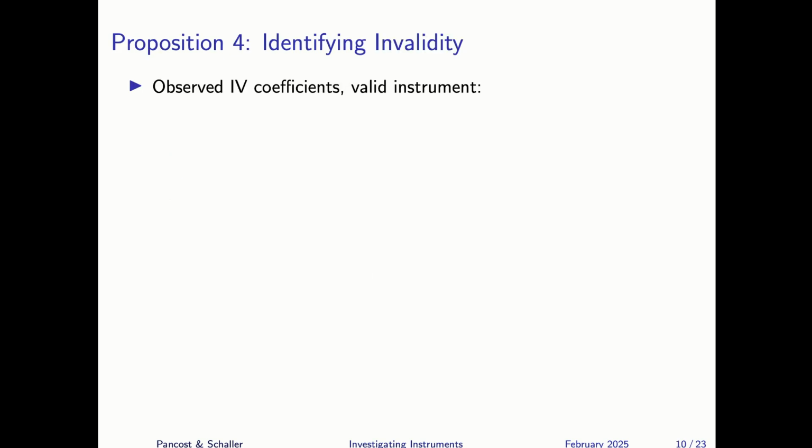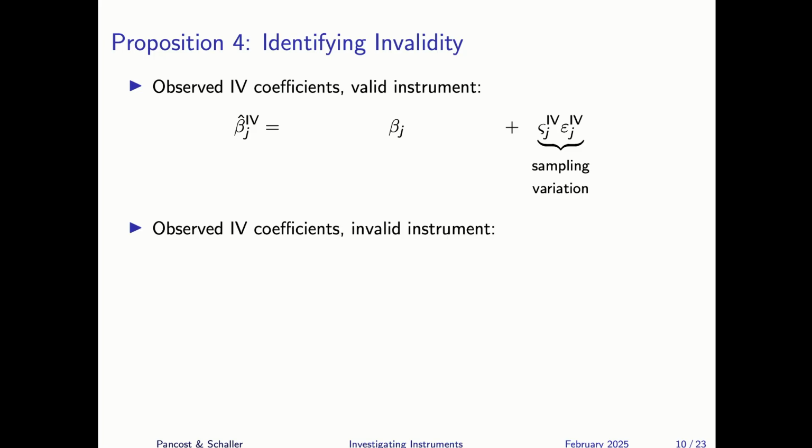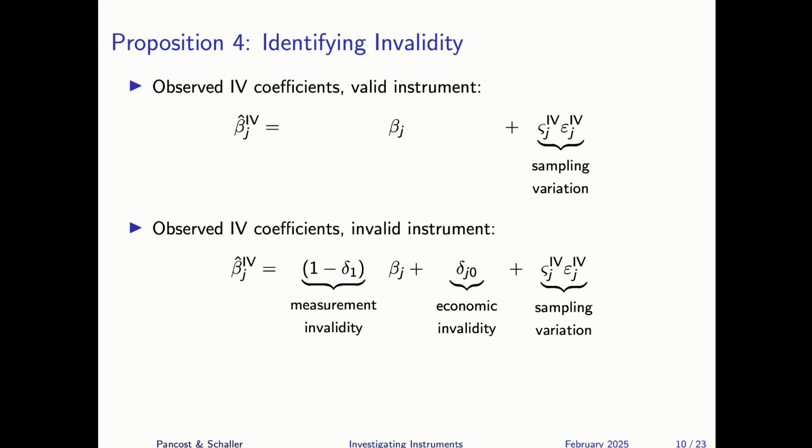Okay? So, if your instrument is valid, what does it converge to? It converges to the truth plus sampling variation. That's what you see. If your instrument is invalid, you get the truth times one minus the measurement invalidity, plus the economic invalidity, plus sampling variation.